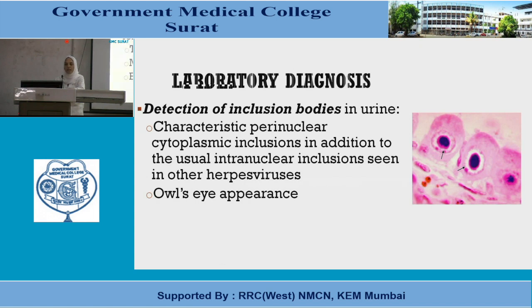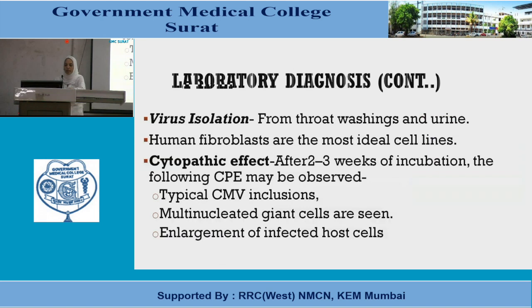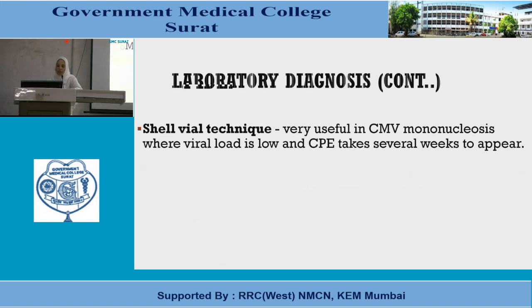The virus isolation can be done through throat washings, and human fibroblasts are the most ideal cell lines you will prefer for their isolation. What you see is cytopathic effect, which can be seen in 2 to 3 weeks of incubation: typical CMV inclusion, multinucleated giant cells, or enlargement of infected host cells. So the shell vial technique can be used in CMV mononucleosis, where viral load is low and cytopathic effect takes several weeks to appear.